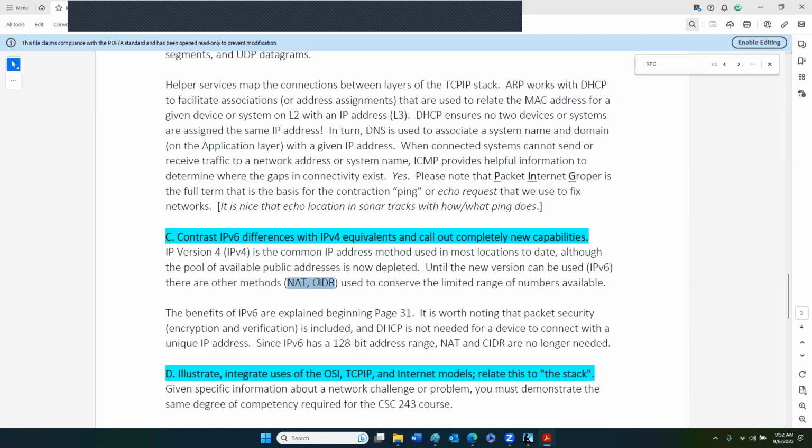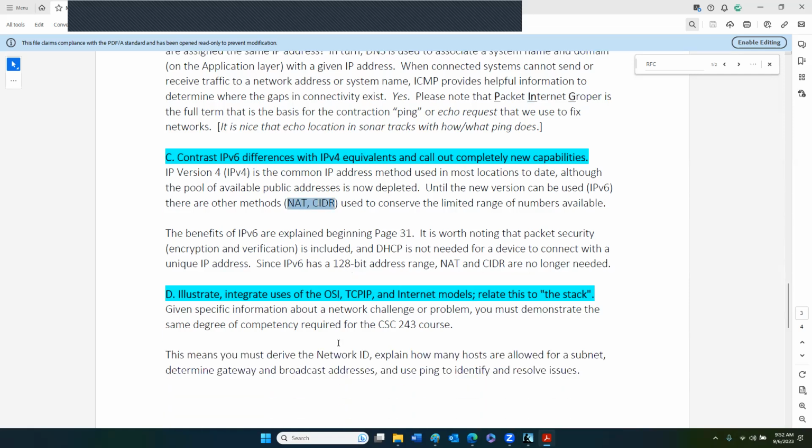NAT and CIDR, there are specific kinds of NAT. Your most common interaction with NAT is when you have a home Wi-Fi router. And it's actually PAT. So there's 3 flavors of NAT. There's one-to-one static assignment network address translation that you have on an enterprise level. And I explain this again in the other study guide for CSC443.